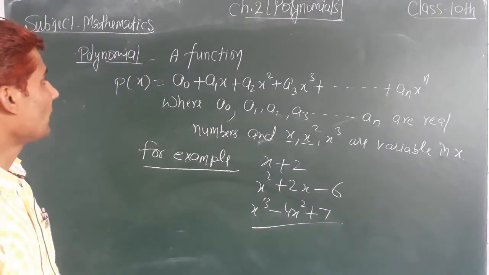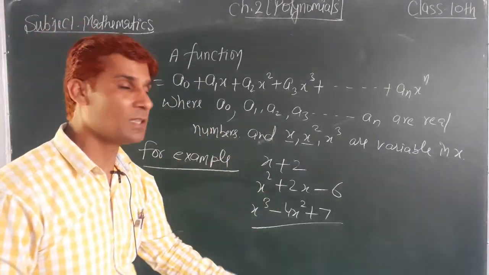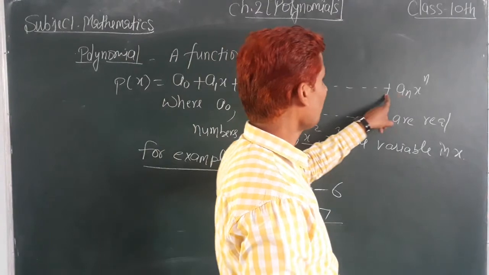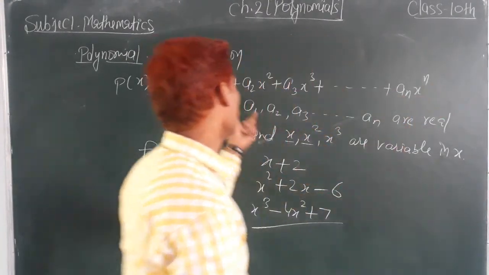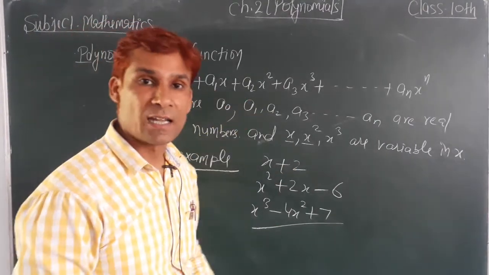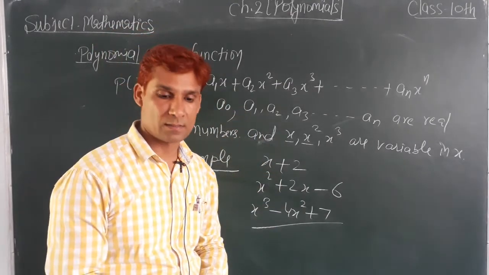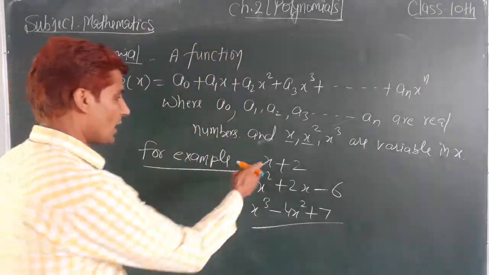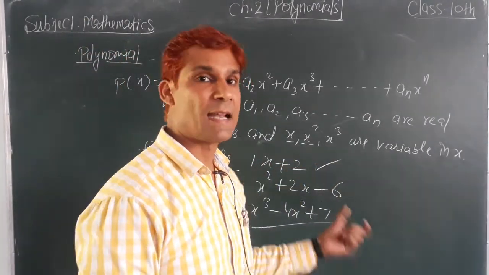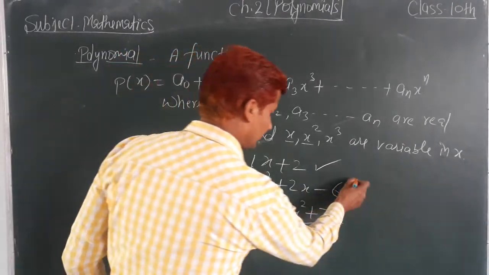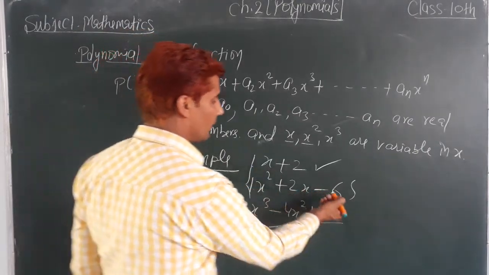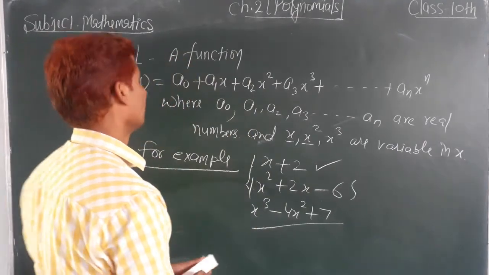Again I am going to explain: a function p(x) in this form, a naught plus a1x plus a2x square plus a3x cube plus and so on plus an x raised to the power n, is called a polynomial, in which a naught, a1, a2 are real numbers and the others are variables. Now these are a few examples. In this example, 1 and 2 are the real numbers and x is a variable. In the example x square plus 2x minus 6, 1, 2 and minus 6 are the real numbers and the variable is x.